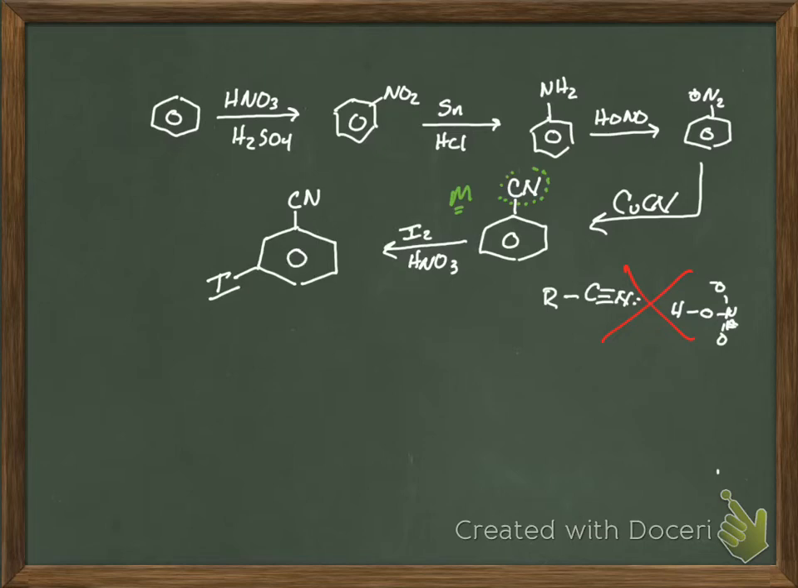And now the last question, how do we go from this C triple bond N to a CH2NH2? How do we do this? Lithium aluminum hydride, ladies and gentlemen.